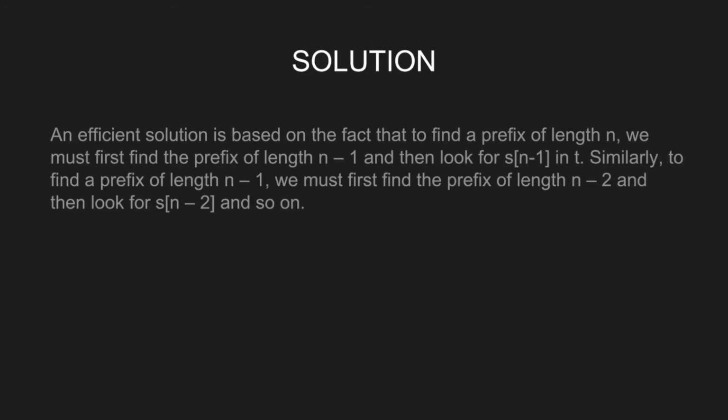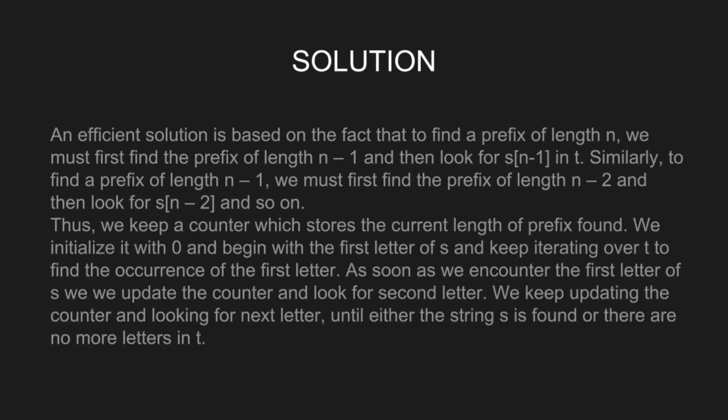An efficient solution is based on the fact that to find a prefix of length n, we must first find the prefix of length n-1 and then look for s of n-1 in t. Similarly, to find a prefix of length n-1, we must first find the prefix of length n-2 and then look for s of n-2 and so on. Thus, we keep a counter which stores the current length of prefix found.